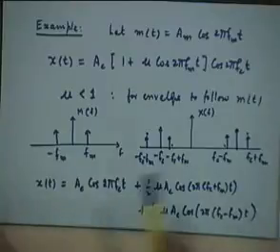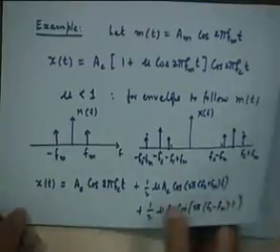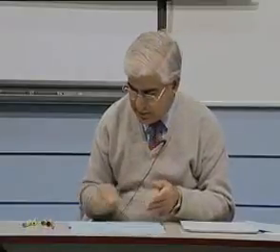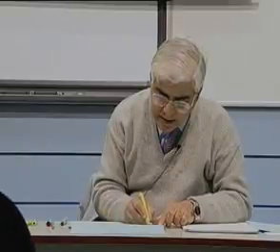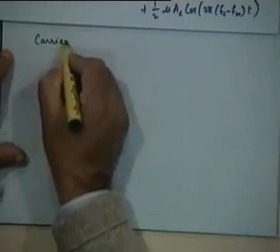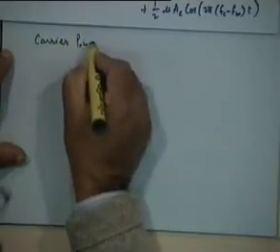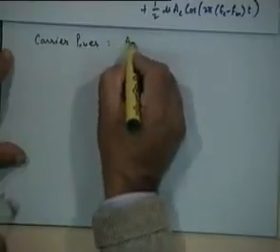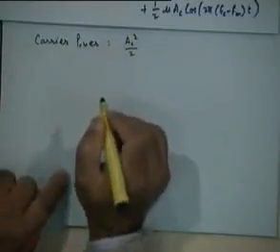Now, how much power is carried by the carrier? So what is the carrier power? If you keep this there, the carrier power will be A sub c square by 2.